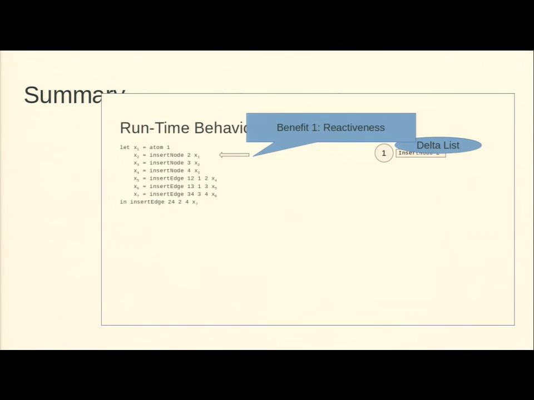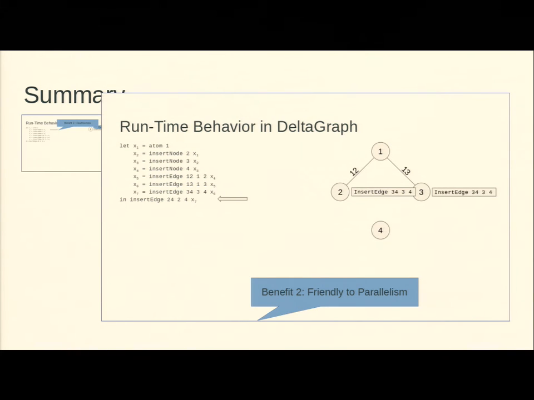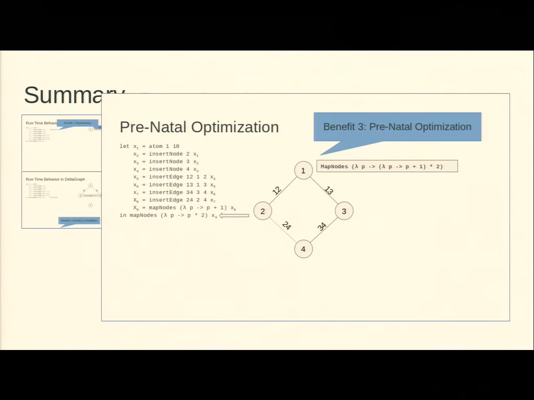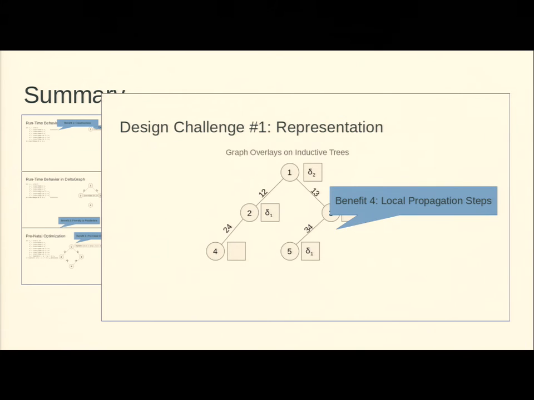All right, so in summary, we're presenting a graph processing system with reactiveness to updates, parallelism friendliness, incremental optimization, and local propagation steps.